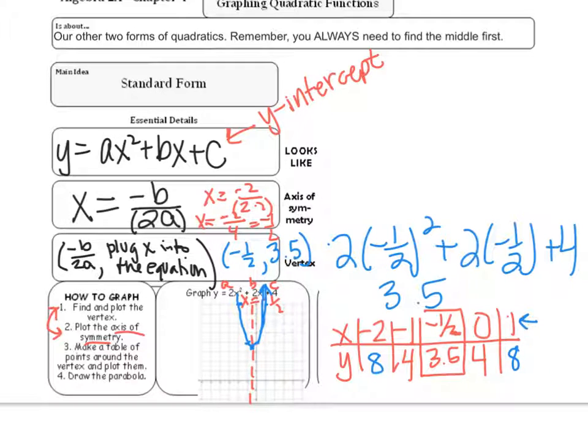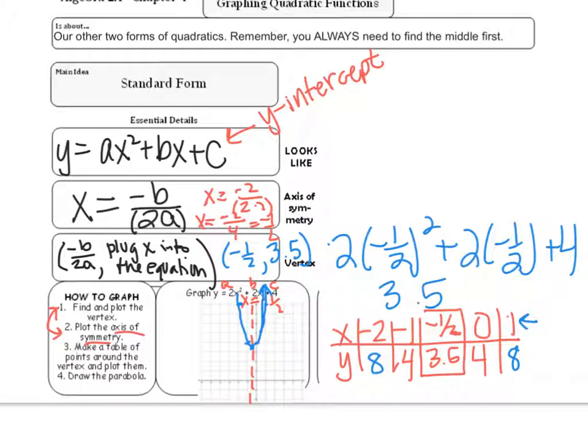And again, to recap, we found our vertex first, because we always have to find the middle. So there's our axis of symmetry, x equals negative 1/2, plotted it. Our vertex is on there. My x value matches my axis of symmetry. To find my y value, I plugged my x value into the equation and simplified with the order of operations or the calculator. I then made a table with my vertex in the middle. I went equal spaces in both directions from the middle, and that way I repeat around the middle.